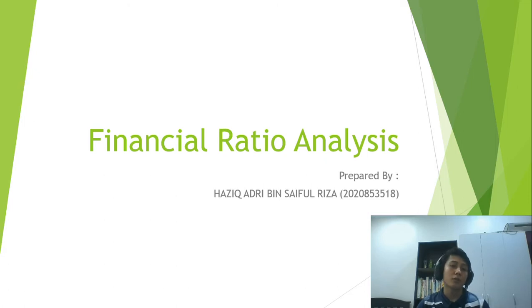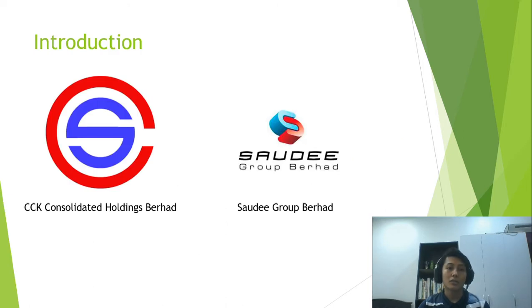Okay, so now I will present the company's financial ratio analysis that I have chosen. I have chosen these two companies, namely CCK Consolidated Holding Berhad and Saudee Group Berhad. Both of them are from the same industry, which is the food and beverage industry.